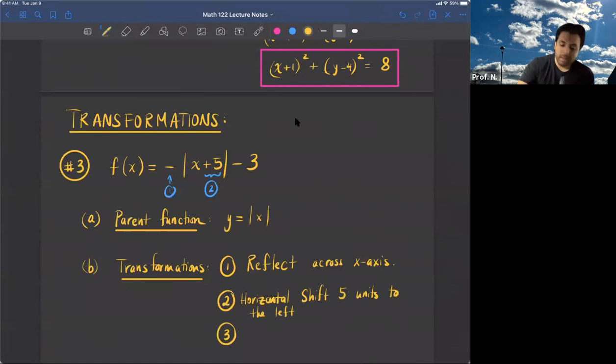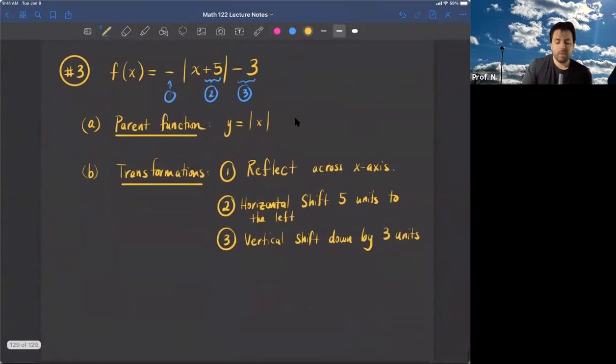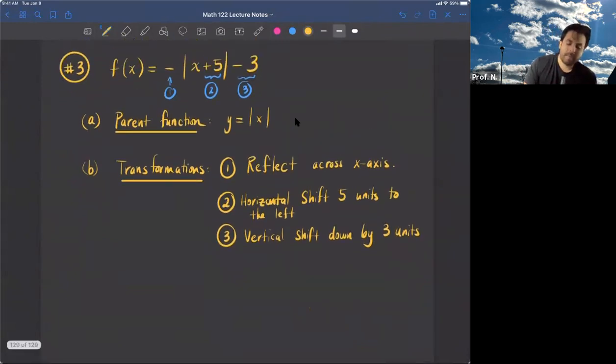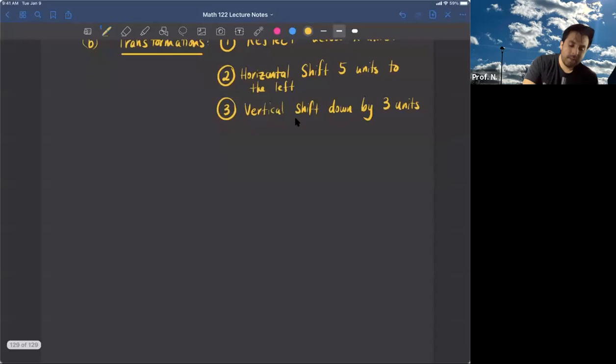And then finally, that minus 3 indicates a what? It's a vertical shift down by 3 units. Right? And those are my transformations. And then it says sketch the graph of the function. So I'm going to sketch it. So part C is sketch.